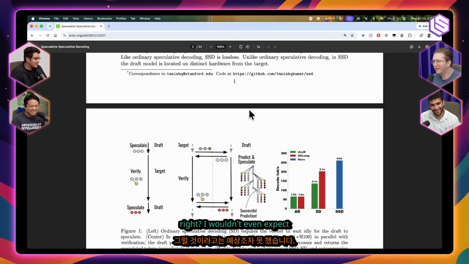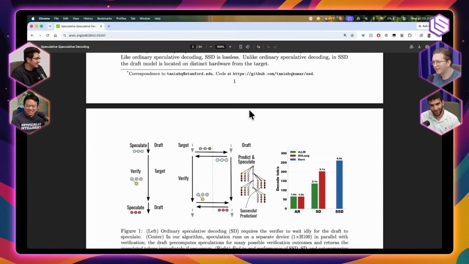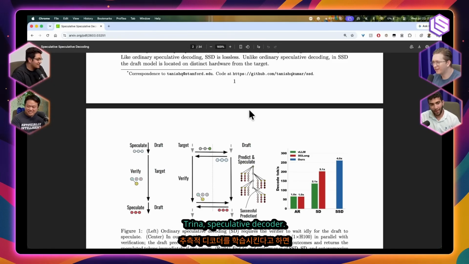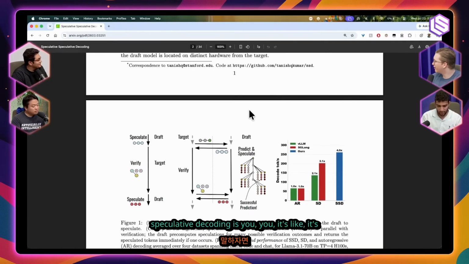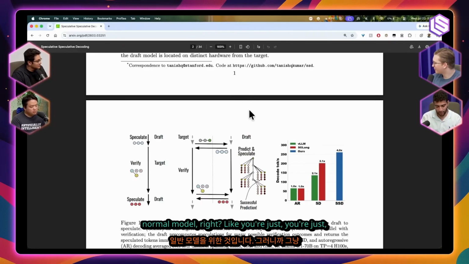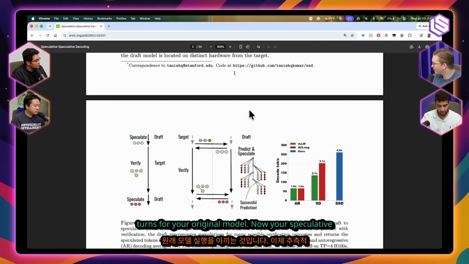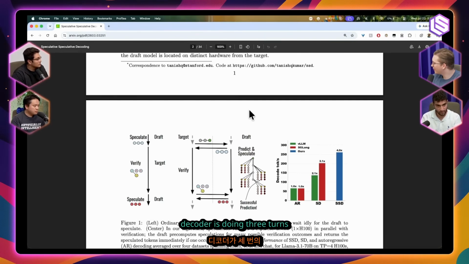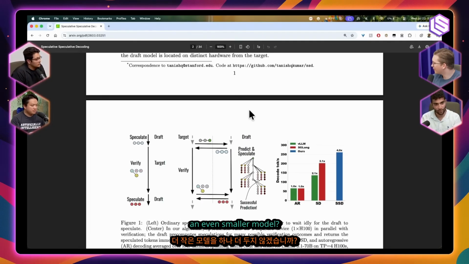It's interesting, right? I wouldn't even expect it to be very particular to train. The naive part of me is like, okay, train a speculative decoder. And it makes sense. The whole idea of speculative decoding is almost like the iPhone auto-predict version, but for a normal model, right? You're just generating 3 tokens, and you say, okay, go do prefill on them. And so you save those 3 turns for your original model. Now your speculative decoder is doing 3 turns of autoregression. So why not just have an even smaller model?